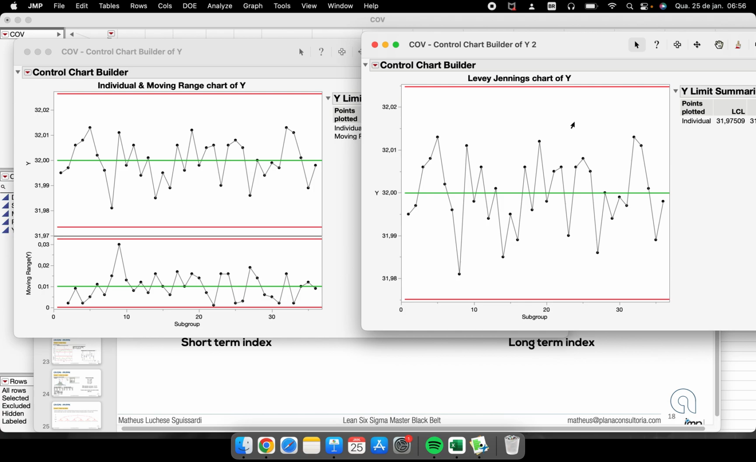With this Levey Jennings chart we are interested in our long-term index, our long-term performance, and here we are interested in our short-term index, our capability, and here we are talking about performance. So if you have this goal in your work, you can use both, okay? But the main difference is how we calculate the sigma.